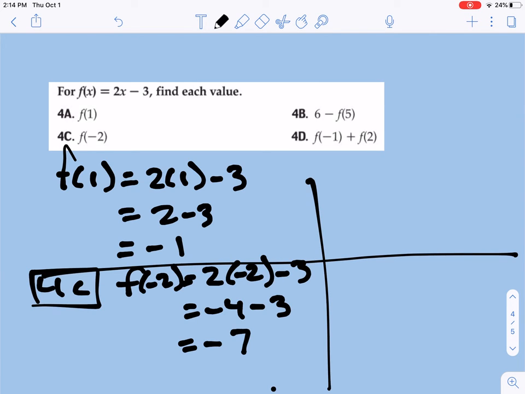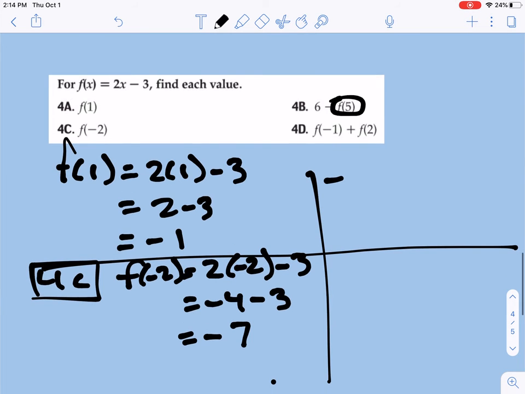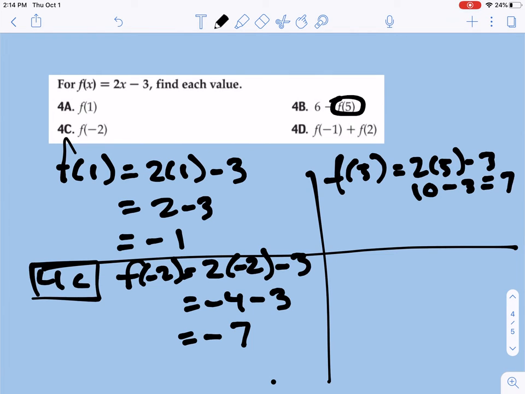All right, this one, you're going to figure out what f of 5 is and then subtract it from 6. So let's do that first. Let's figure out what f of 5 is. f of 5 is 2 times 5 minus 3. So that's 10 minus 3, which is 7. And then you're going to go 6 minus 7. So then you get negative 1. So these are not complicated. It's just a matter of putting the numbers in and seeing if you can make it work, right?